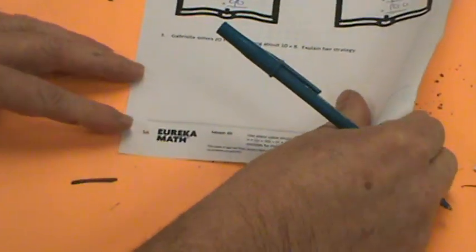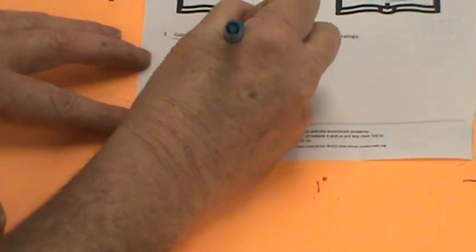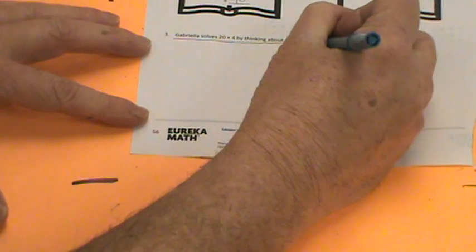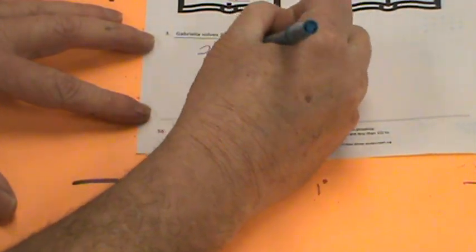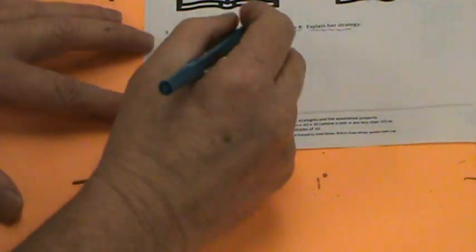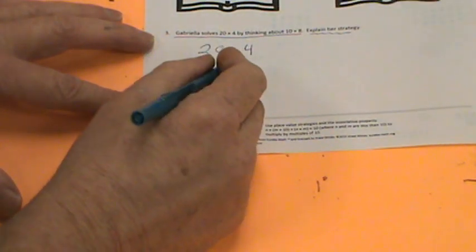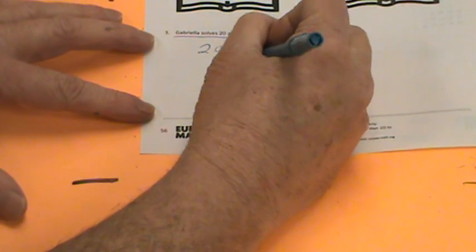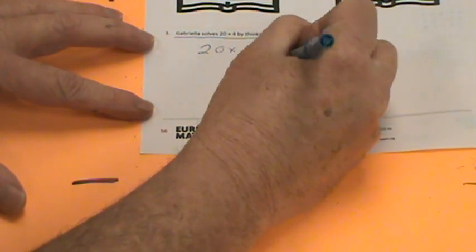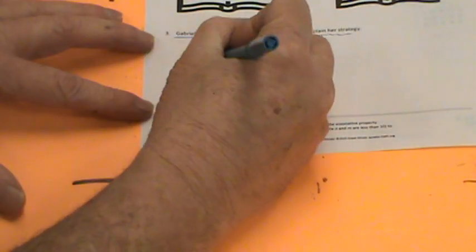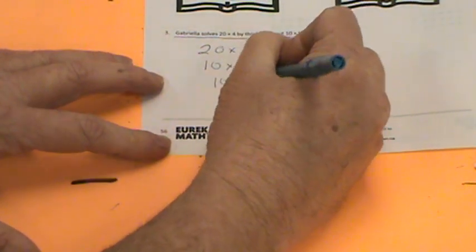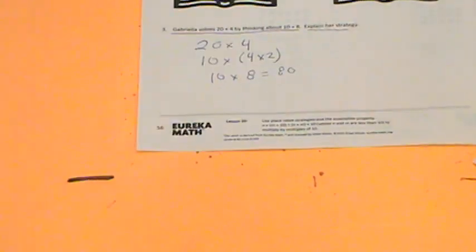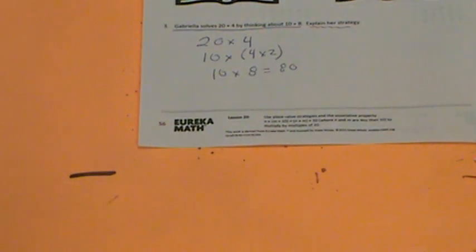Let's look at our last problem. Gabriella solves 20 times 4 by thinking about 10 times 8. Explain her strategy. Well, think about it. What did she do here? She took 20 times 4, right? And then she thought about it as 10 times 8. So she doubled the 4. So we'll put 4 times 2, and then she made the 20 half, which is 10. See how she did that? So then we had 10 times 8 equals 80.